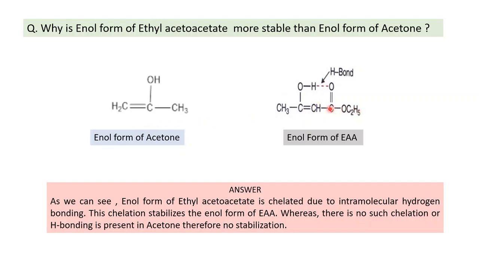So due to this intramolecular hydrogen bonding, the enol form of ethyl acetoacetate is chelated, and this chelation stabilizes this particular form. This is why the enol form of ethyl acetoacetate is more stable as compared to the enol form of acetone.